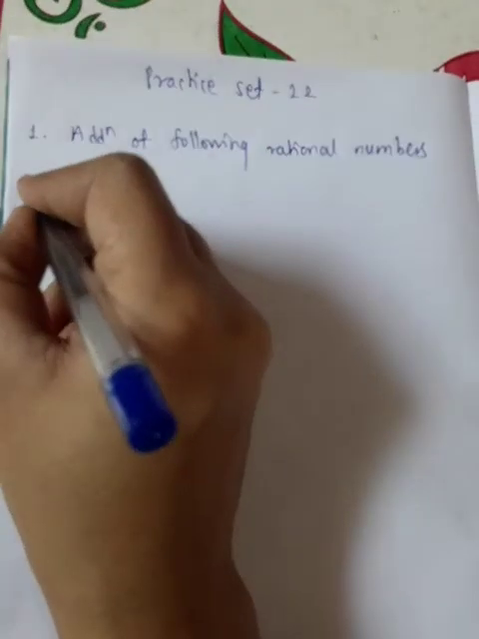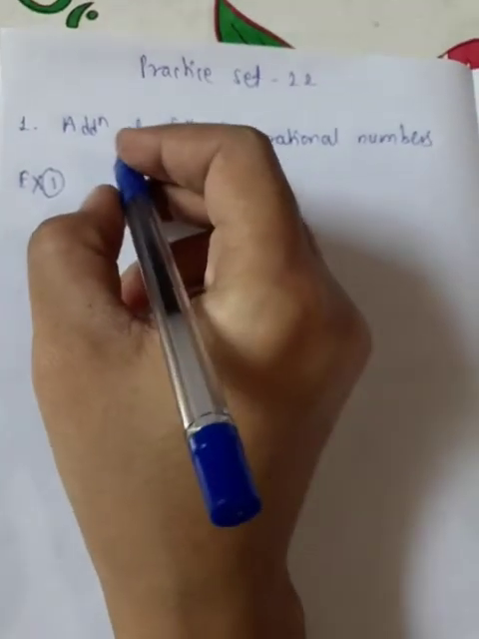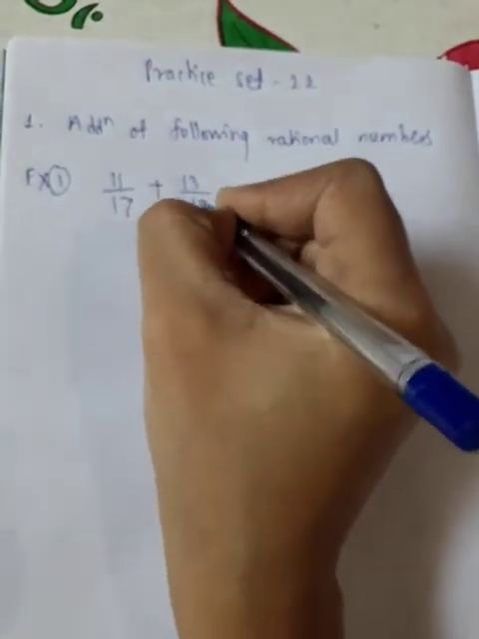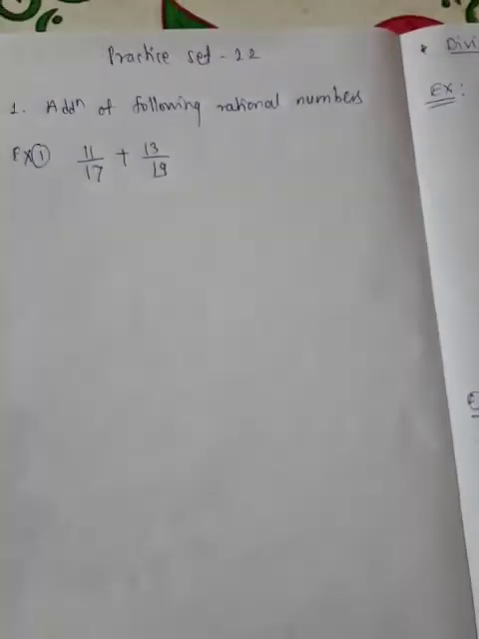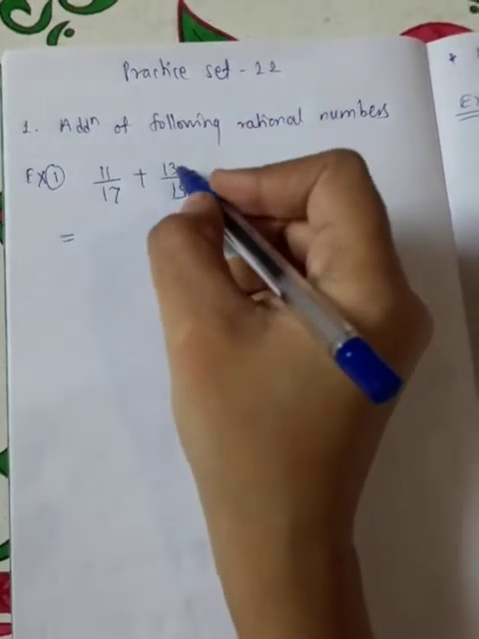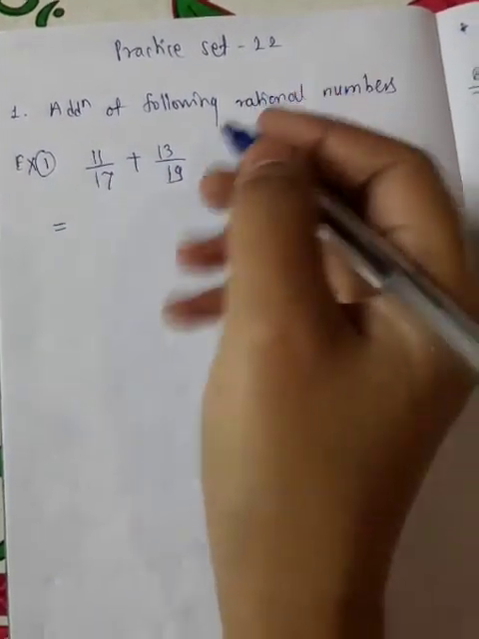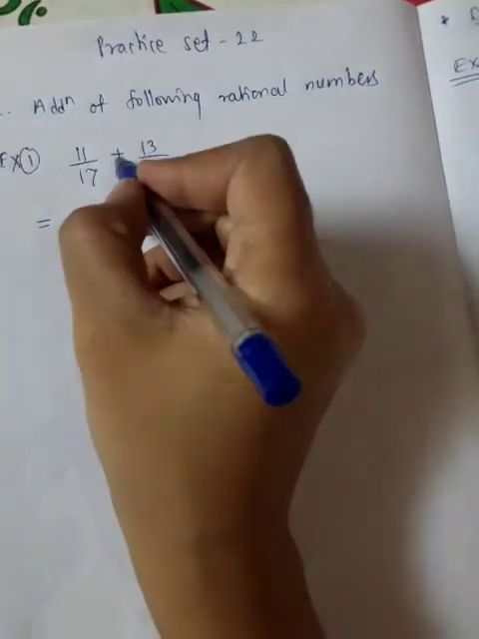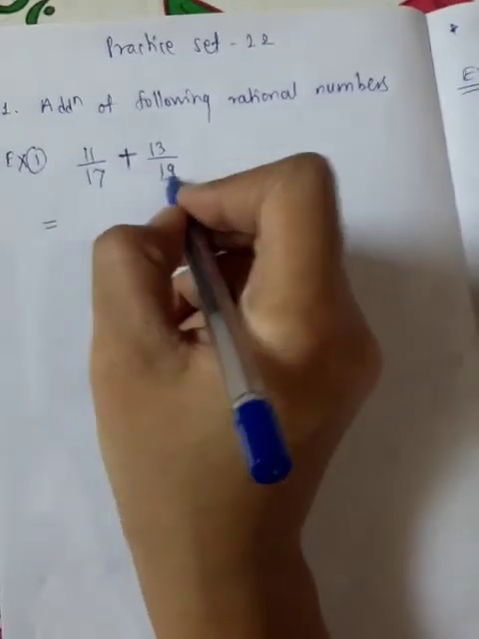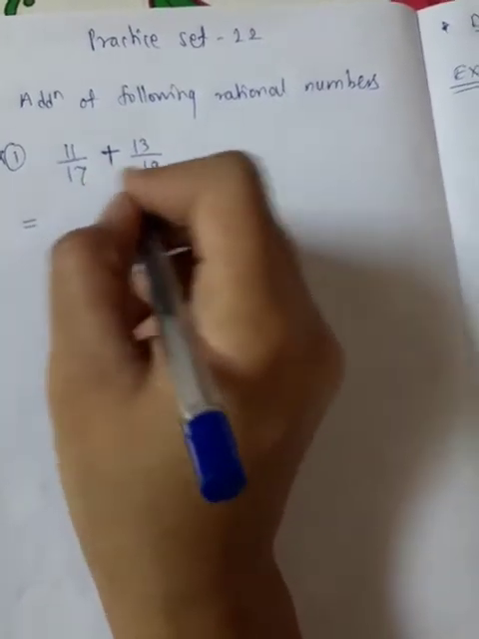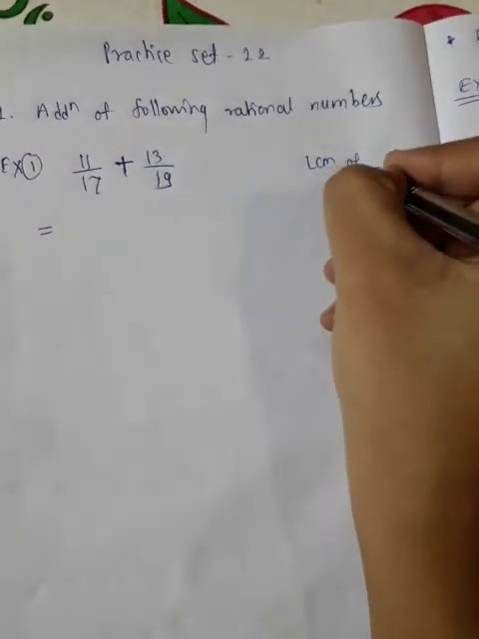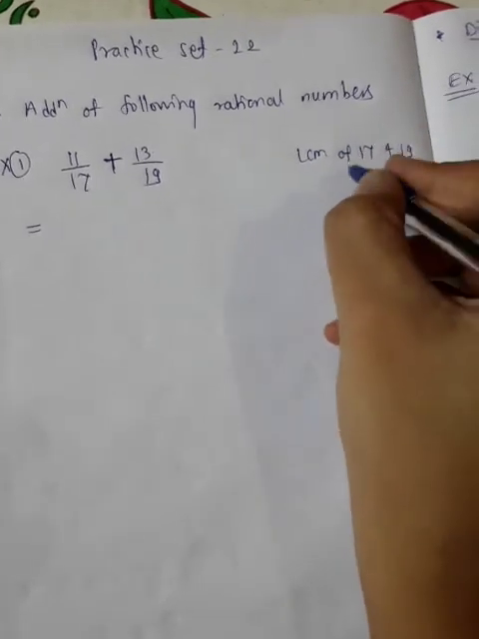Okay, so the first example is 11 by 17 plus 13 by 19. As these are rational numbers, 11 by 17 is a rational number, 13 by 19 is also a rational number, but we also know that these are fractions. And we know how to add fractions. Here the denominators are not the same, so these are unlike fractions. We know how to add unlike fractions. First find the LCM of 17 and 19. So what is the LCM of 17 and 19?